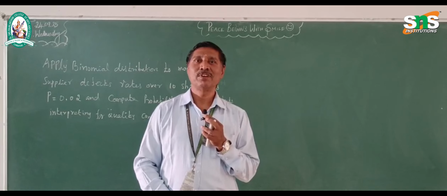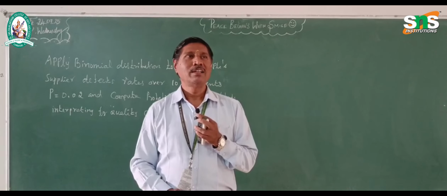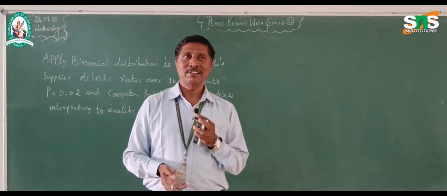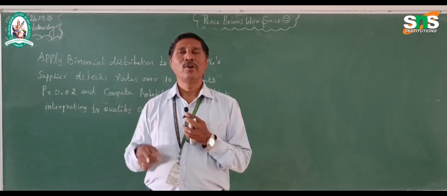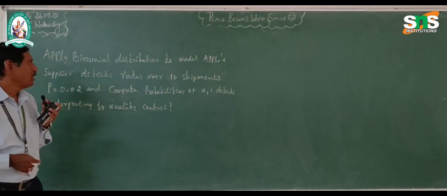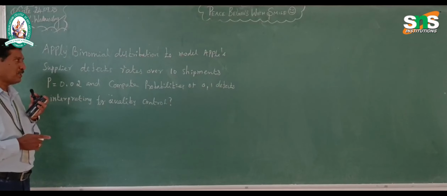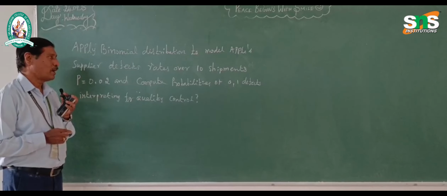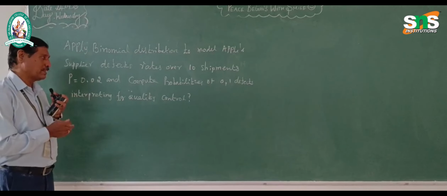In this lecture series video, we are going to discuss a problem based on binomial distributions. In the last sessions, we already covered the definition of binomial distribution and some related problems. Continuing, we go through one more problem. Apple applies binomial distribution to model Apple suppliers' defect rates over 10 segments, with p equal to 0.02, and compute the probabilities of 0 and 1 defects, interpreting the quality control.